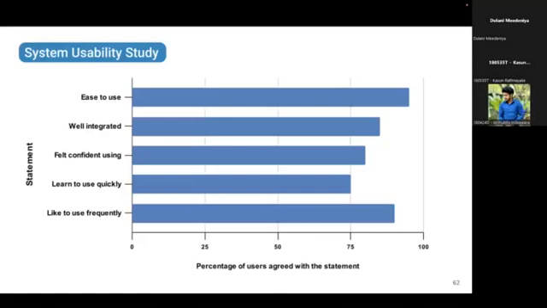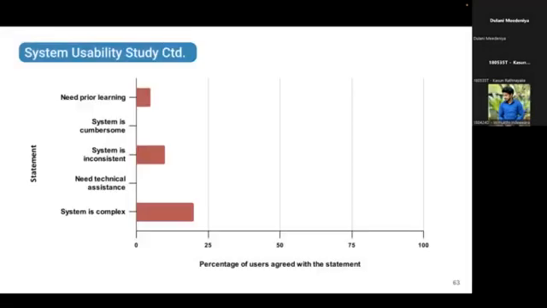These are the results of the system usability study that we have done to assess the usability of our created framework. According to the results, users found it very easy and convenient to use the system. As you can see from this slide, about 50% mention that the system is somewhat complex, and because of that, we have added a new user manual to the framework, which we will show in the demo.